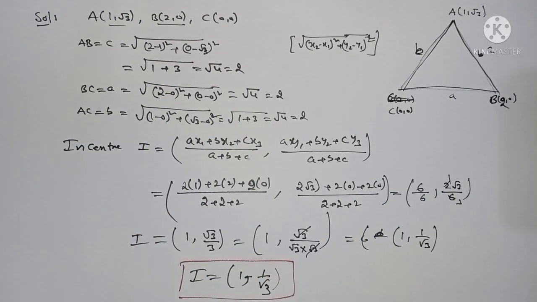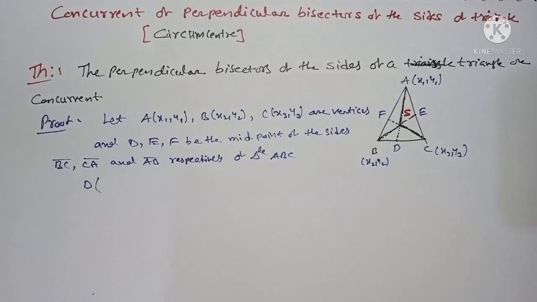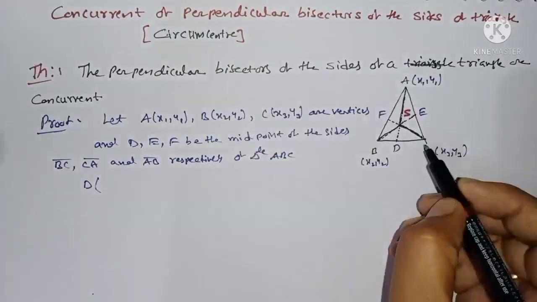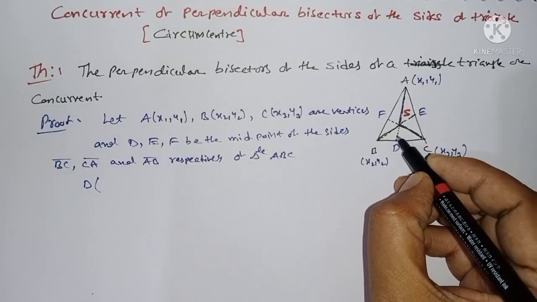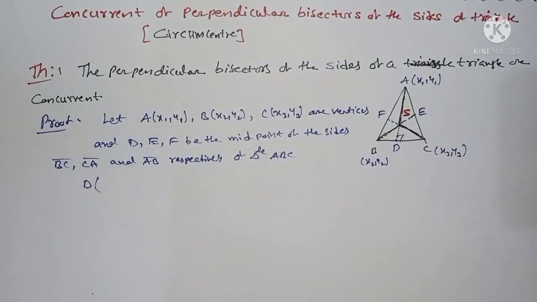The next topic, the last topic, is the concurrency of the perpendicular bisectors. The perpendicular bisectors of the sides of the triangle meet at the circumcenter. Therefore, how it is the circumcenter you can observe here. Perpendicular bisector means it is dividing into half, the middle part only. Bisector, okay. Perpendicular means 90 degrees only.